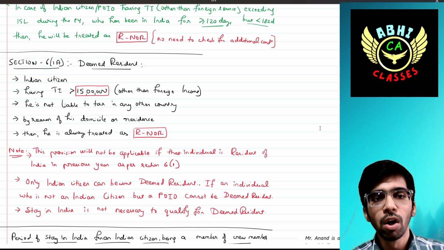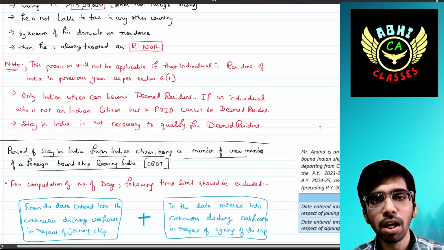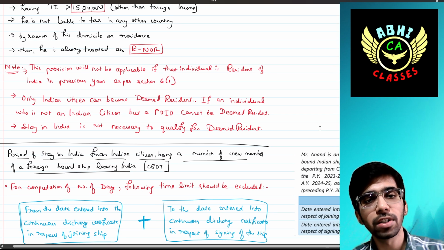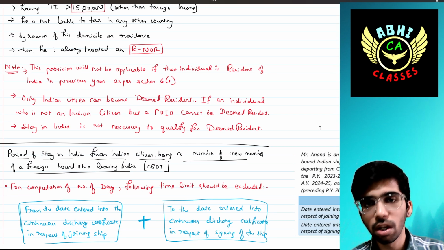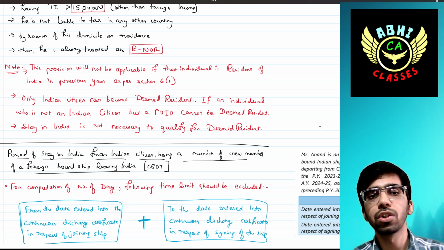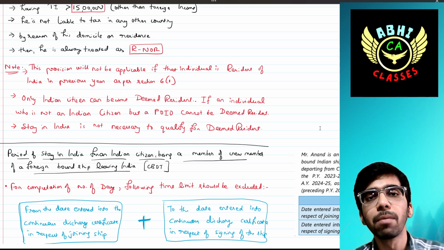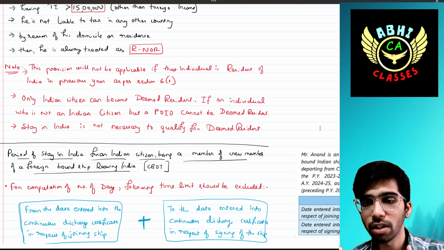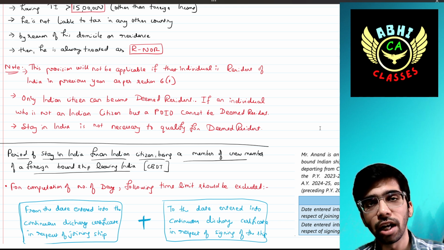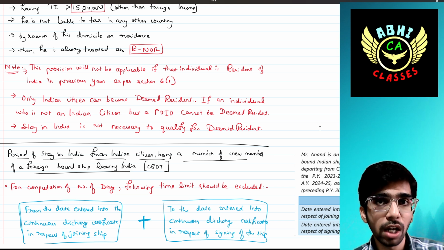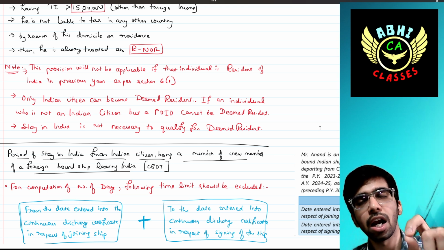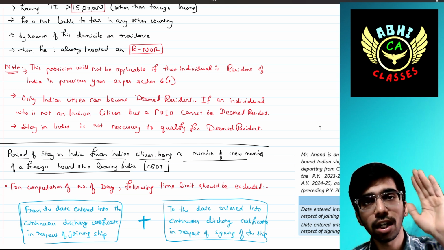Second note: only an Indian citizen can become a deemed resident. If an individual is not an Indian citizen but a person of Indian origin, he cannot be deemed a resident. Stay in India is not necessary to qualify as deemed resident. We should not see whether he is staying in India or not, because if his income is more than 15 lakh and he is not liable to tax in any other country, he should be treated as RNOR. There is no need to calculate further.